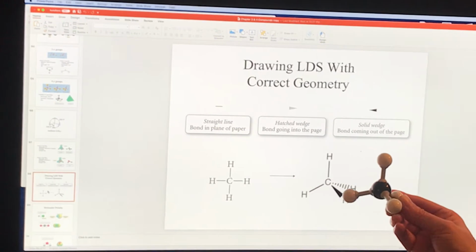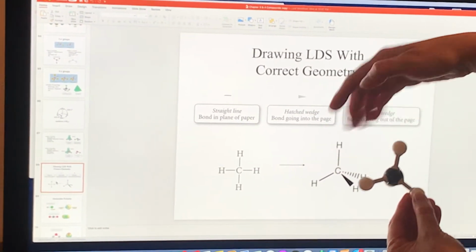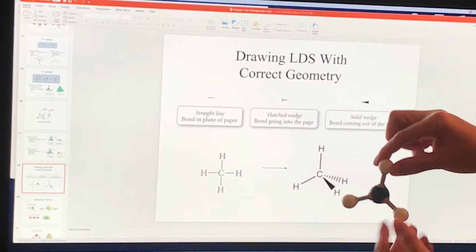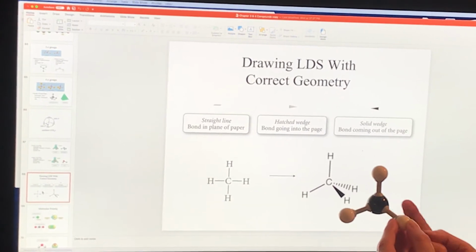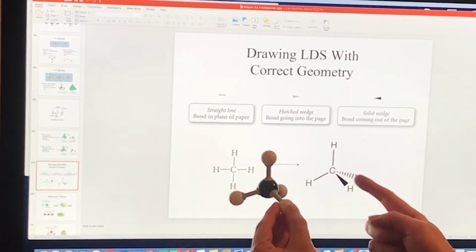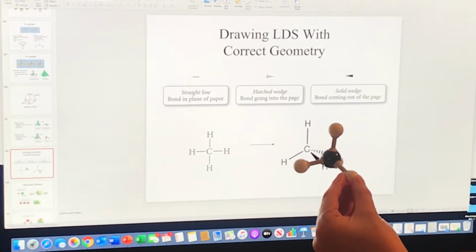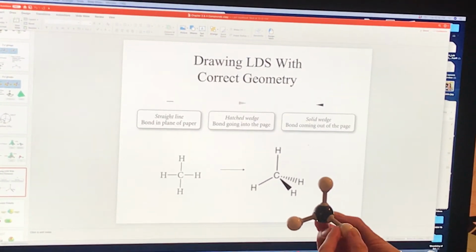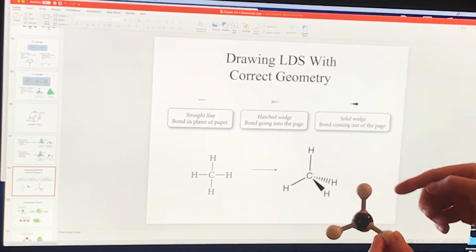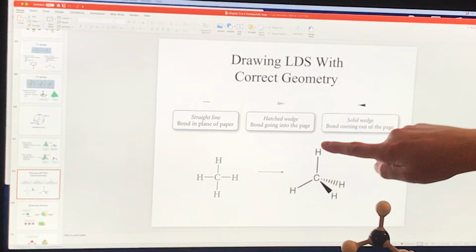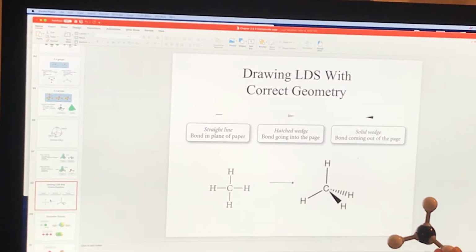So I would turn the molecule like this so that these three atoms are in the plane, so those right there. And then this atom right here is coming out at me, and this atom back here is going back into the board, and that's got the dashes back there. So again, the one that's coming out at me has the wedge, going back has the dashes, and these two right here in the plane get the regular looking bond.